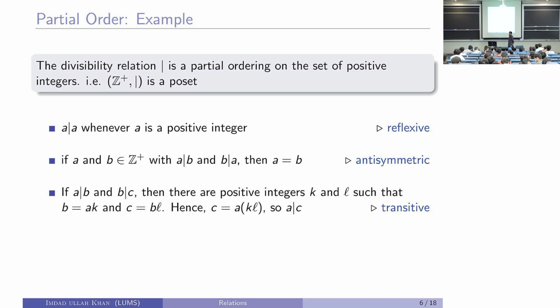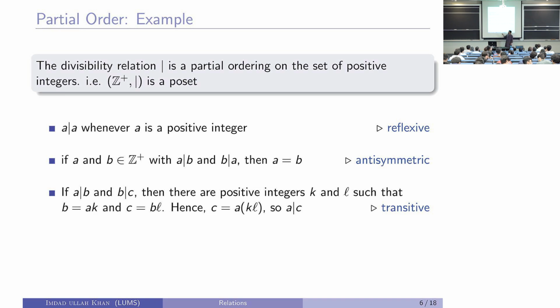And transitivity: if a divides b and b divides c, then does a divide c? So let's say when I say a divides b, what does it mean? That means b can be written as a times some integer k, right? That's what it means. a is a factor of b, okay? And let's say b divides c, meaning c can be written as b times some integer l, okay?